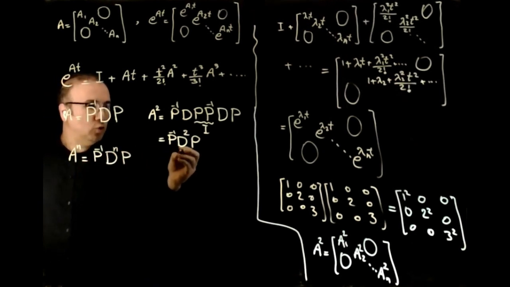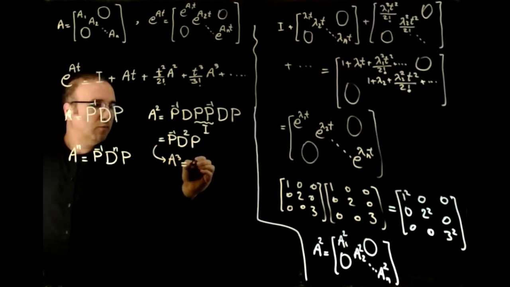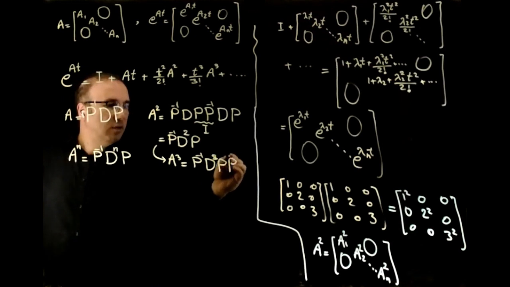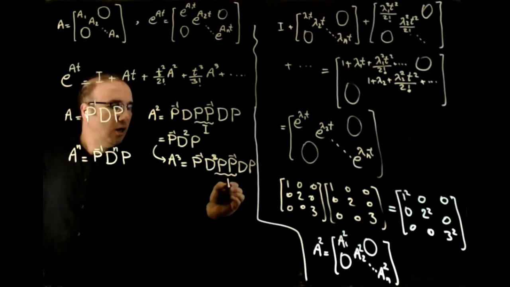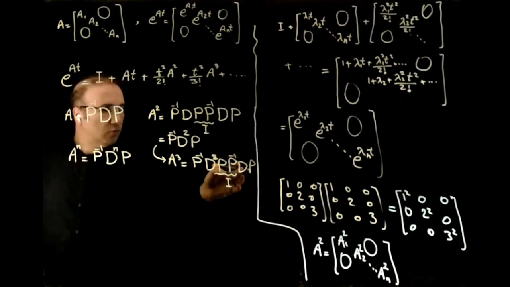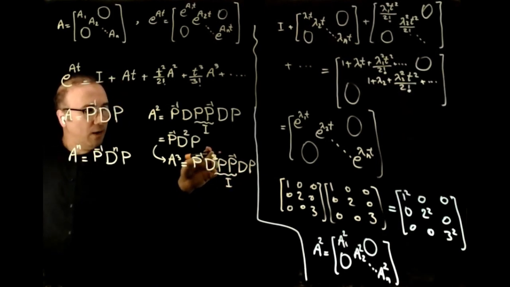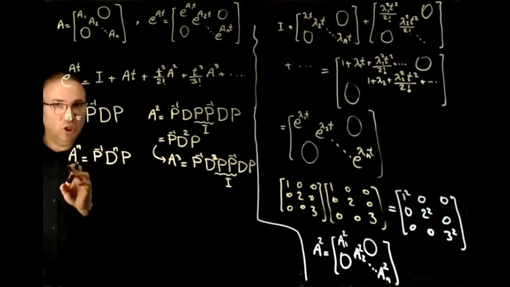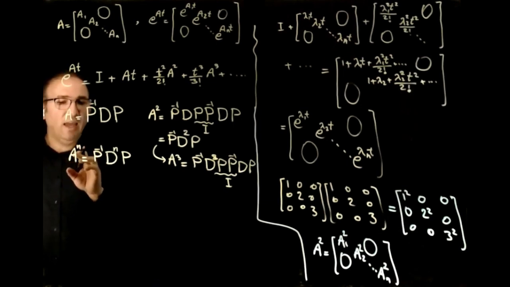Because you see, if I do A cubed now, then I would have P inverse D squared P, then again P inverse D P. And these two would be I, then I D would be D, so I would have one more power for D. So it would be P inverse D to the power of 3 P. So I would have this generally, by induction, to the power of n.